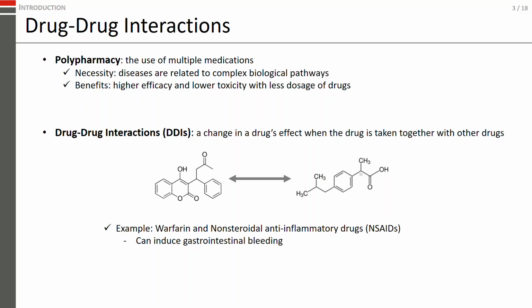Drug-drug interactions, also called DDIs, mean a change in a drug's effect when the drug is taken together with another drug. It is important because these days it is common to take multiple drugs at once to reduce toxic effects but increase the efficacy. But these polypharmacy strategies do not always result in good effects. They can also induce harmful outcomes known as side effects. For example, NSAIDs are not encouraged to take with warfarin because of the higher chance of gastrointestinal bleeding.